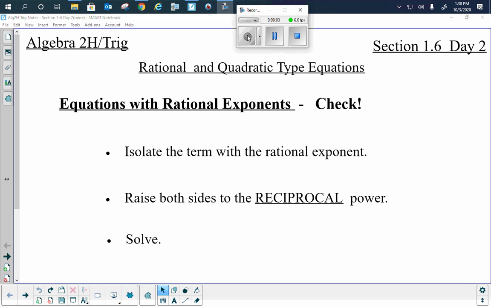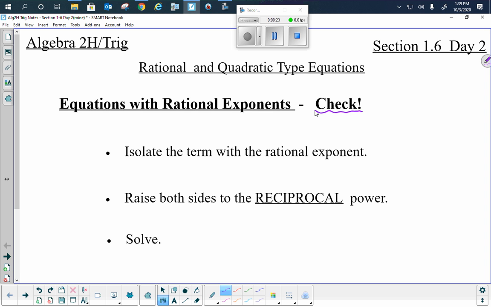Section 1.6, day 2. So we're jumping into rational and quadratic type equations that we've talked about before. But we're going to be doing equations with rational exponents. And notice you've got to check them. We're still into that needing to check these. So we'll see that.